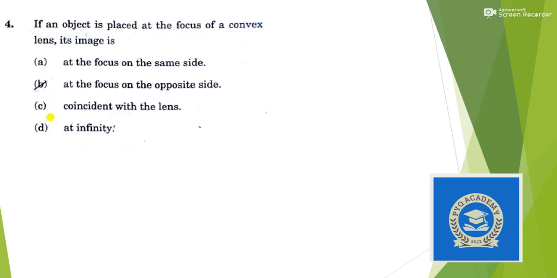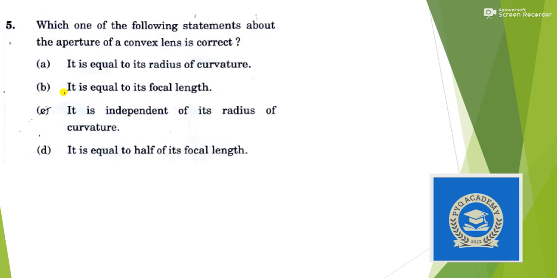Next, an object is dropped from a height onto the floor. Which one of the following remains uniform as it falls? It should be answer A, its acceleration due to gravity. Next, if an object is placed at the focus of a convex lens, its image will form at infinity. Answer is option D.